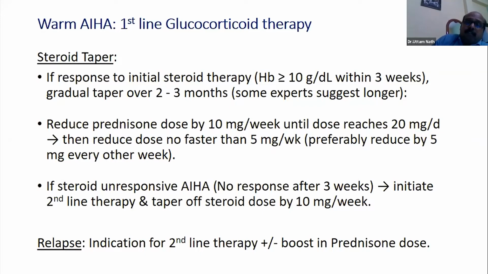If, however, there is primary steroid refractoriness, like no response after 3 weeks, we should start second-line therapy and taper off the steroid dose relatively rapidly, by 10 milligram per week. As I have said, the relapse rate after response to first-line steroids is high in AIHA, and relapse is an indication for starting second-line therapy, plus prednisolone dose may be increased from the maintenance or baseline current dose.